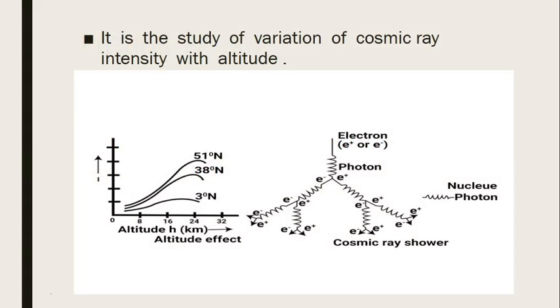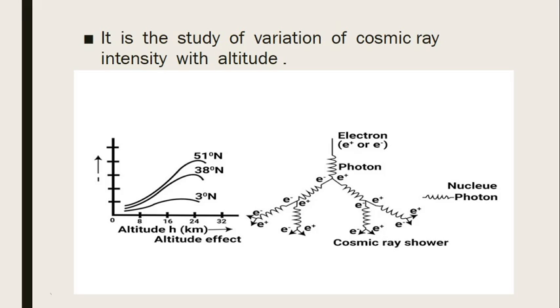So let's have a look at the altitude effect, where we study the variation of cosmic ray intensity with altitude. In the graph, altitude is taken along the x-axis and the intensity of cosmic ray I is taken along the y-axis. As the altitude starts increasing, the intensity also starts increasing. And at a particular point, you can see that the intensity, after reaching a peak value, goes on decreasing. So what is the reason for that? The graph is shown for three different latitudes, that is 3 degrees north, 38 degrees north and 51 degrees north. Here you can see that the intensity of cosmic ray increases with altitude, attains a peak value, and then starts decreasing.